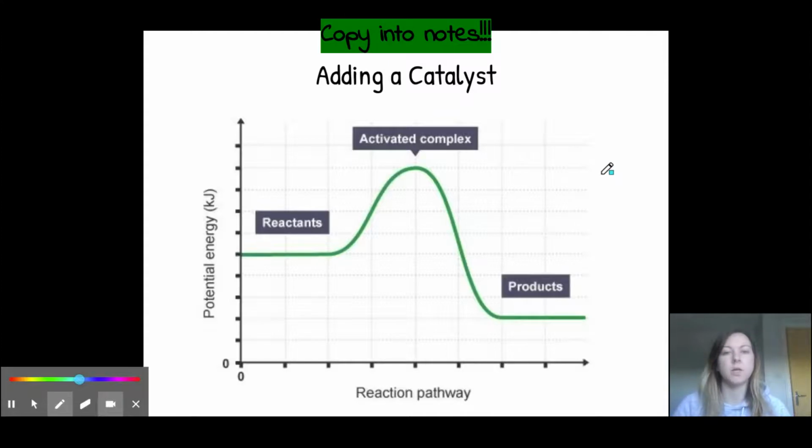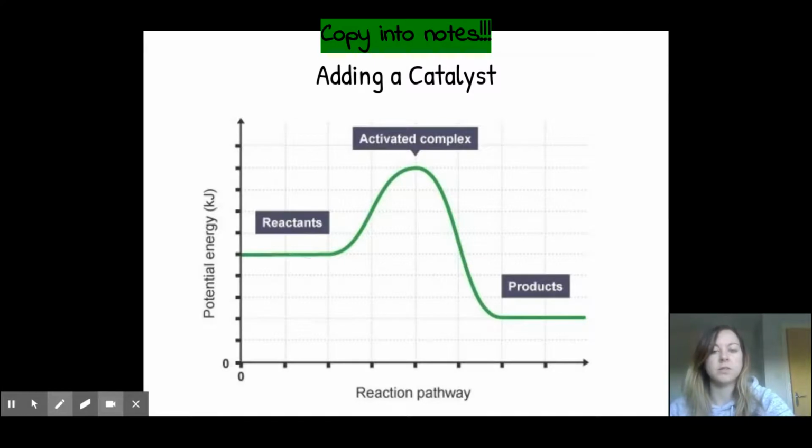So if you were asked a question about adding a catalyst and you were given a diagram which says this is the uncatalyzed reaction, draw a line to show the reaction pathway of a catalyzed reaction. This is where you would need to show that the activation energy has lowered in both directions of the reaction. So all you would need to do is your reactants start in the same place, your products finish in the same place, but your activation energy, which is this distance here, remember, has been much lowered. So it's not as high as it used to be. That's what the catalyst does for a potential energy diagram.